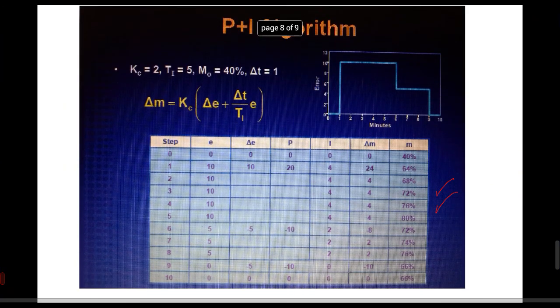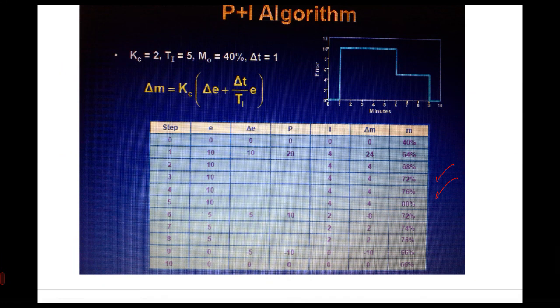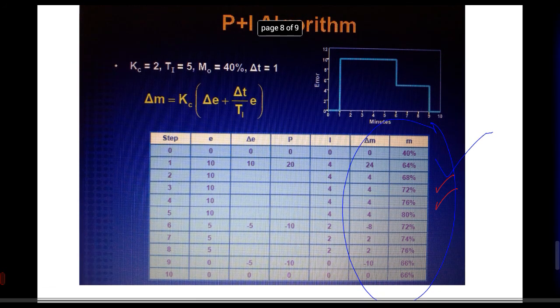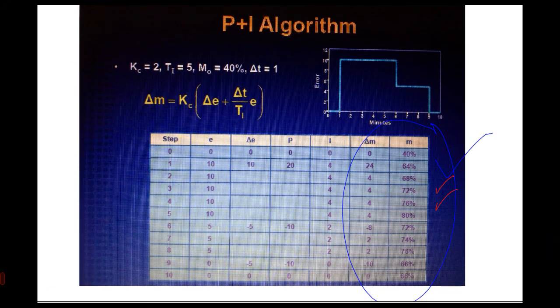Filling out this table here, we have all these values we just filled. This way we are able to see step by step how the integral and the proportional terms individually are contributing at each step depending on the error and delta E.